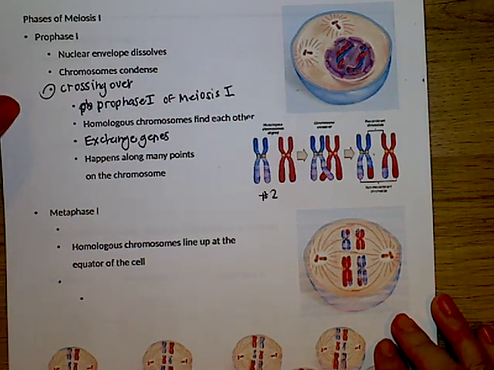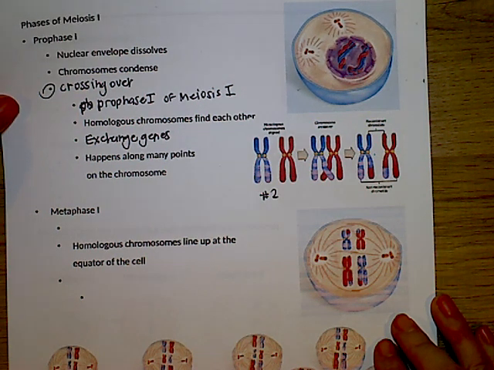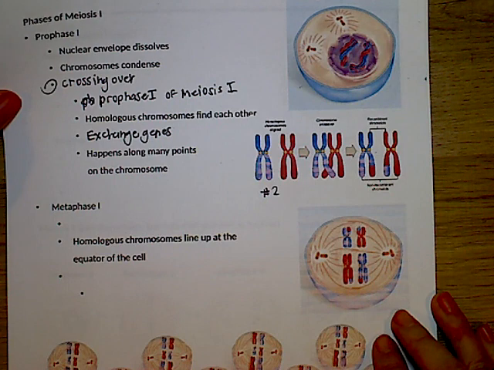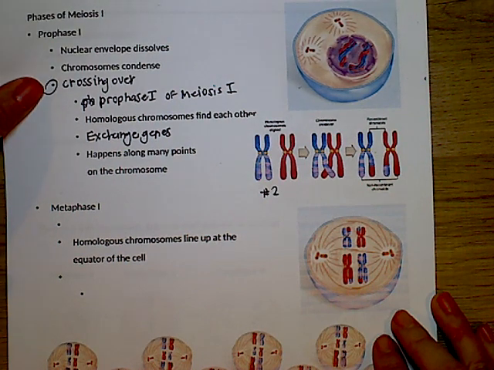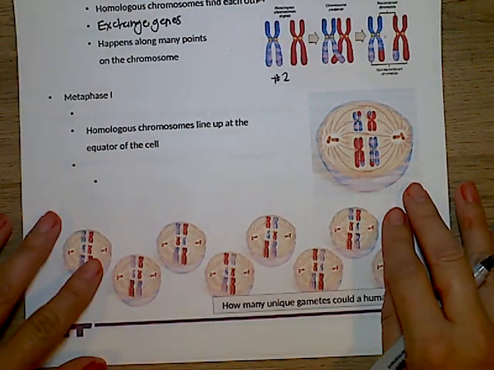Okay, so prophase 1, homologous pairs find each other. They swap pieces of DNA or genes, and we call that crossing over. And that's going to result in genetic variation. And now we're on to metaphase 1.